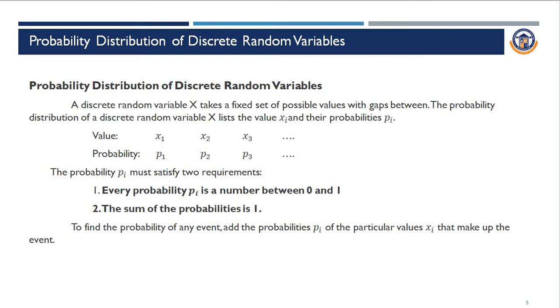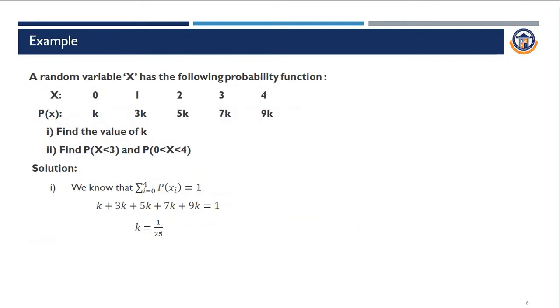The probabilities pi must satisfy 2 requirements. One, every probability pi is a number between 0 and 1. The second, the sum of the probabilities is 1. To find the probability of any event, add the probabilities pi of the particular values xi that make up the event. For an example, a random variable x has the following probability function.